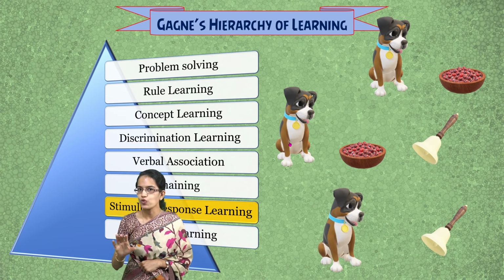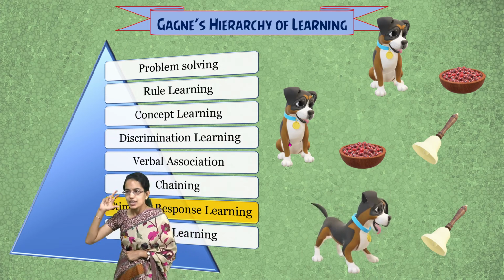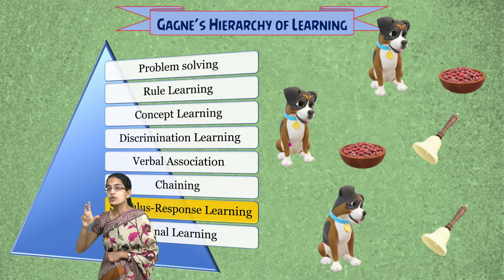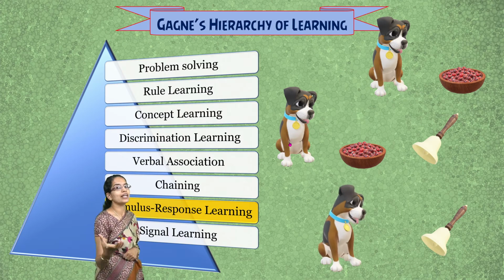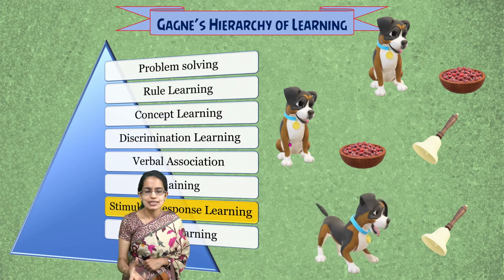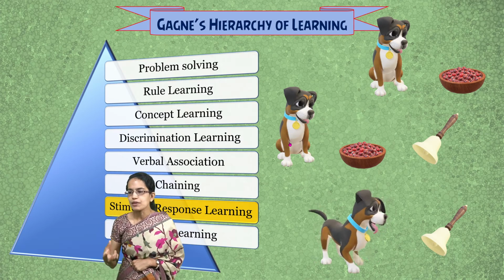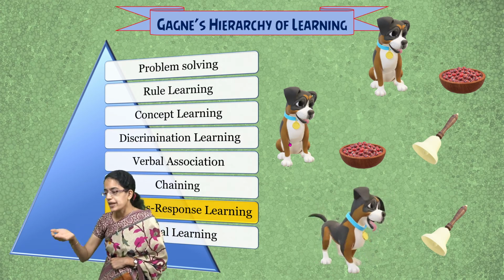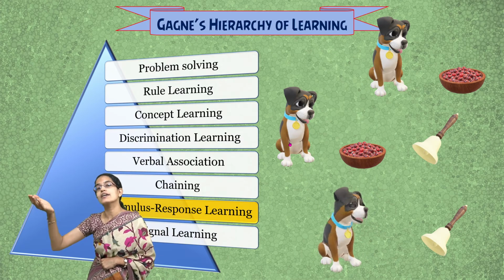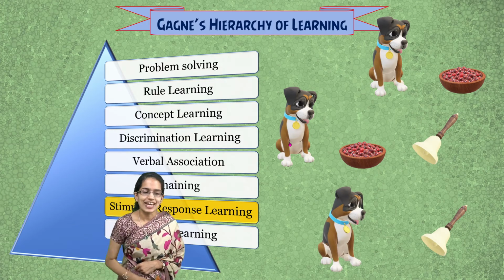There is no food, but still the dog would salivate because he has trained his mind with the fact that as soon as the bell rings, I would get food. And this is stimulus response learning, a very basic form of learning and the basis for other higher order forms of learning. The next is chaining.